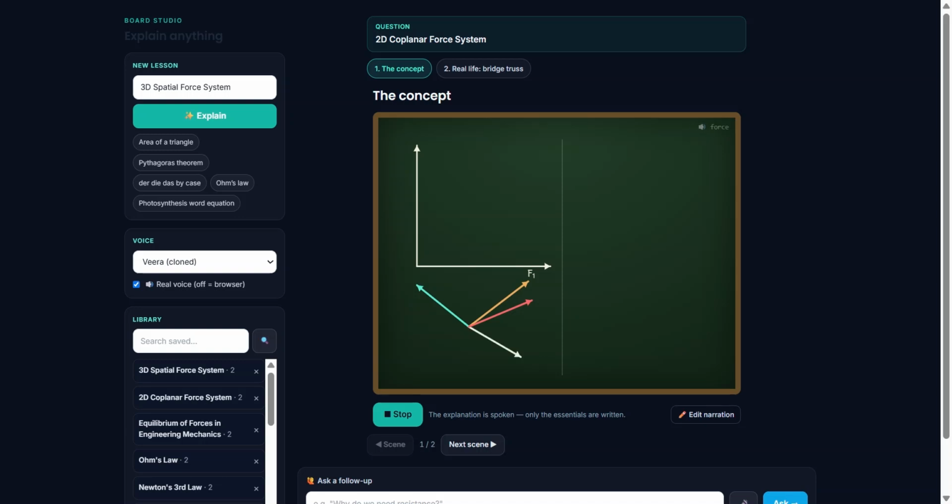We resolve every force into a horizontal component, Fx equals F cosine theta, and a vertical component, Fy equals F sine theta. The resultant is found by summing all components. Rx equals the sum of Fx and Ry equals the sum of Fy, giving a single resultant force R.